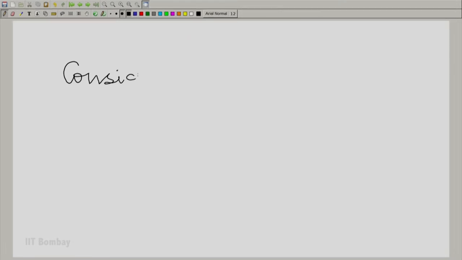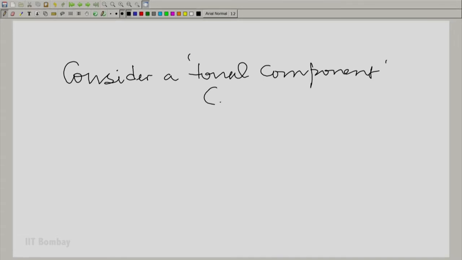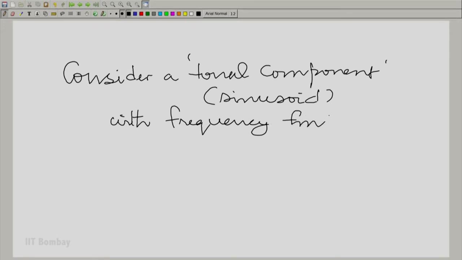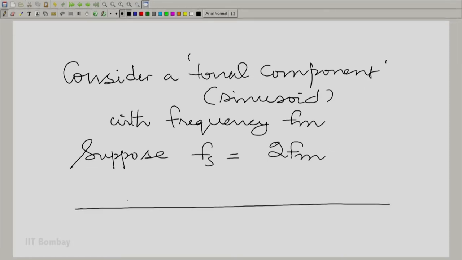In fact, we can understand it even better if we take just that tonal component and focus upon it. So, let me explain this point to you. It is a little subtle and we need to understand it well. See, consider a tonal component. When you say a tonal component, you mean a sinusoid with frequency fm. Suppose we sample this at exactly twice fm. So, sampling rate fs is exactly twice fm. What is going to happen? Let us see it pictorially.